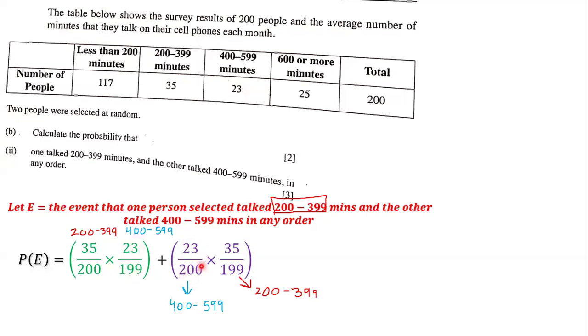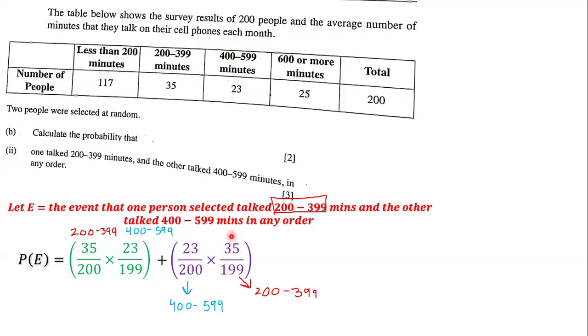Next, this one is the probability that the first person selected comes from the group of people who spoke on the phone for 400 to 599 minutes. That amount is 23 because there are 23 people, and we put it over 200 because there are 200 people in total, okay? So the probability that the first person selected comes from the group who spoke on the phone from 400 to 599 minutes is 23 over 200.